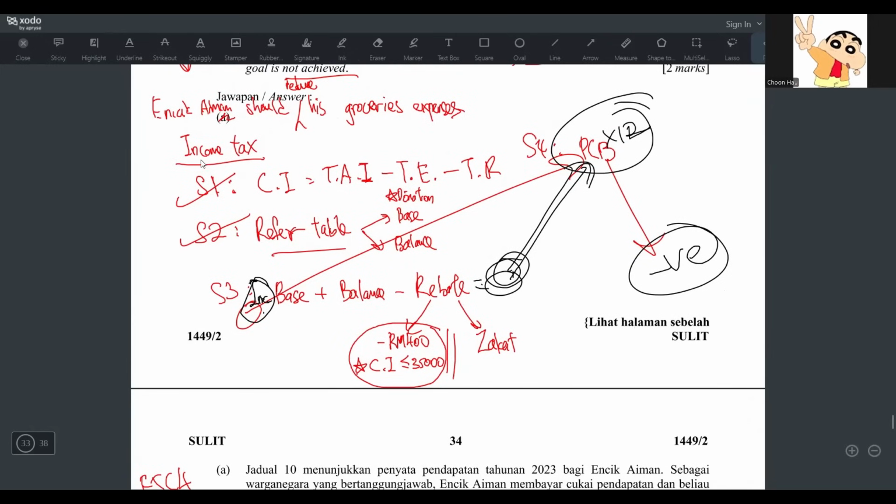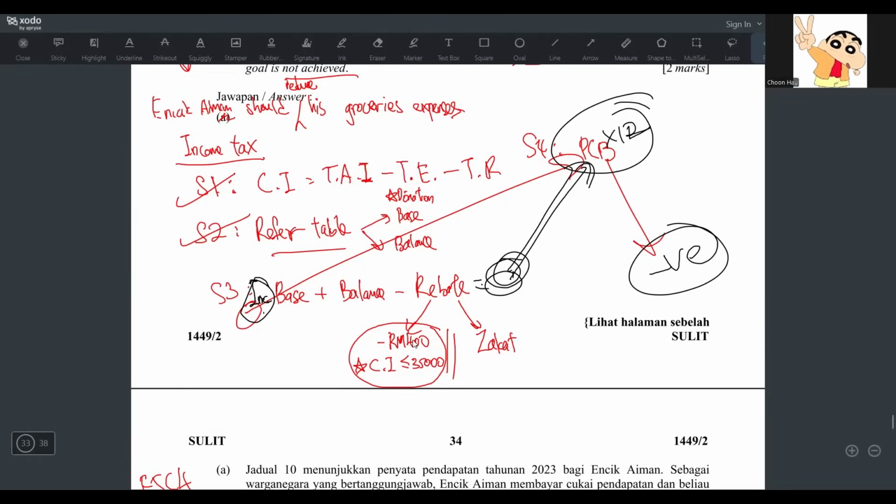So you can see to calculate income tax, step one, you find the chargeable income. How you find it? Take the total annual income minus tax exemption minus tax relief. Tax exemption usually they give in the form of donation. And then tax relief ada banyak lah, individual, KWSP, medical expenses, banyak lah. And then step 2 is refer the table. Take your chargeable income, refer the table, and then dapatkan you punya base tax and balance tax from the tax rate table. And then step 3, take your base tax plus with your balance tax minus with rebate.